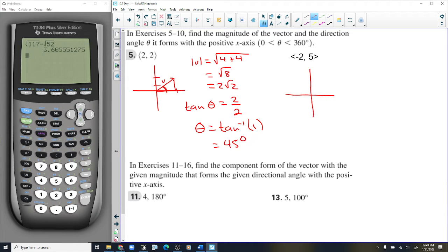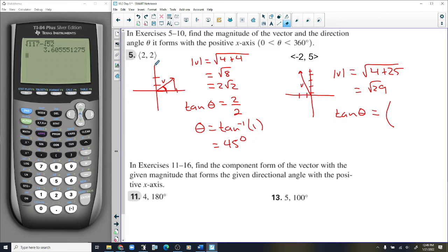This one over here, we have negative 2, 5. So there is the vector, called vector v. And the magnitude of vector v is square root of 4 plus 25, which is square root of 29. Now, the tangent of theta is opposite over adjacent, or we could say y over x, or sine over cosine. So it's 5 over negative 2. So the angle is the inverse tangent of negative 5 halves.